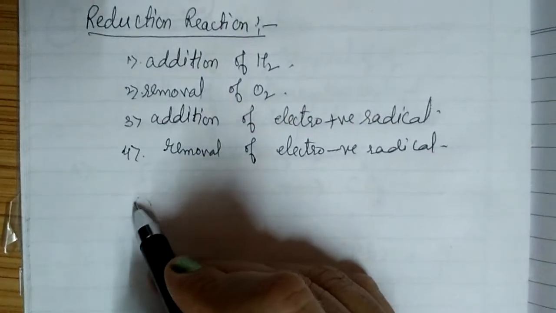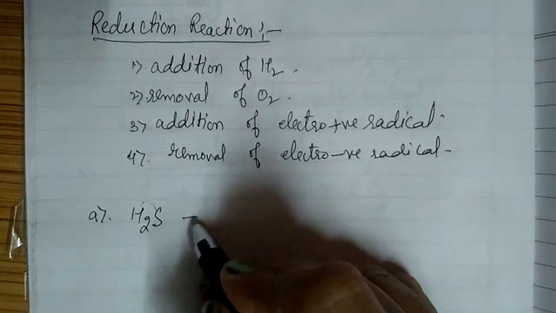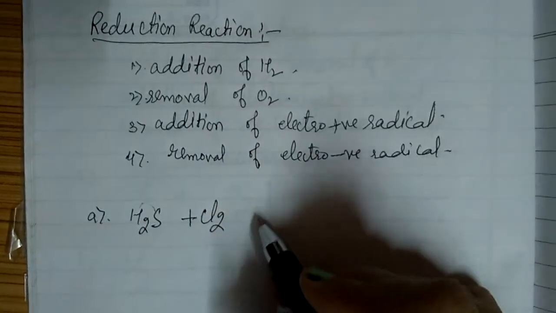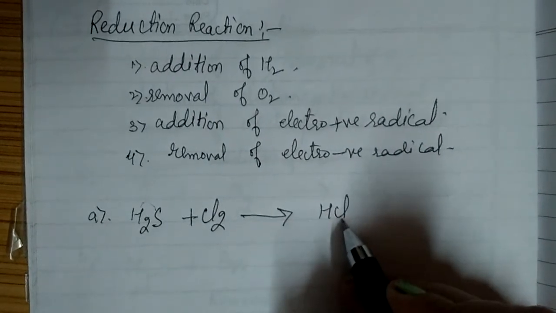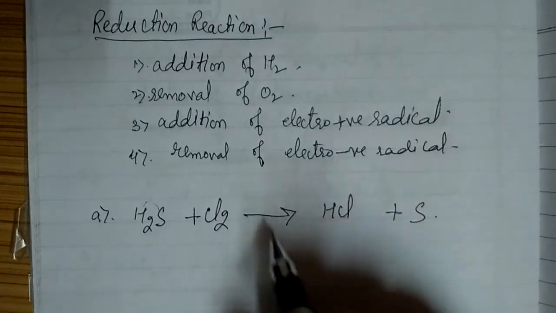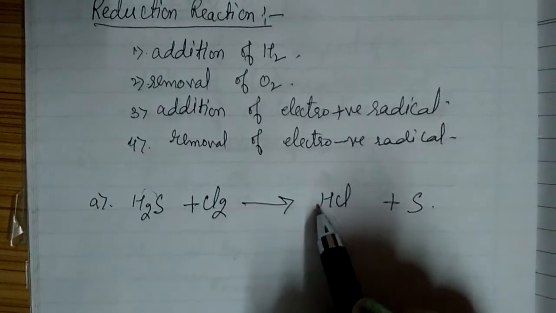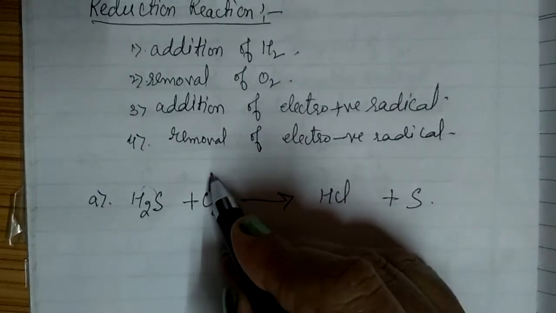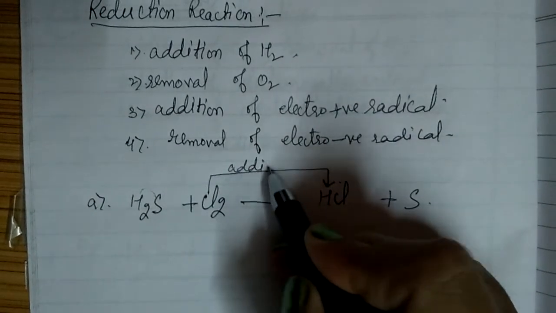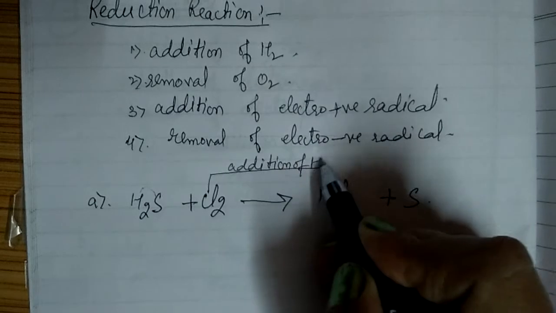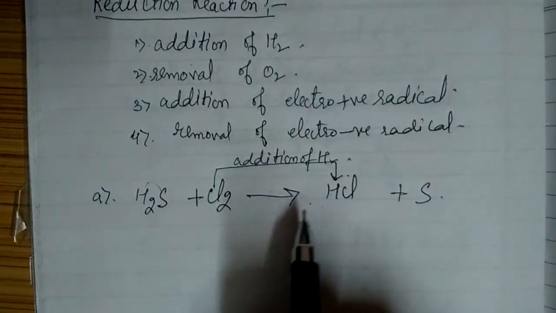hydrogen. One example we are having here, that is hydrogen sulfide reacts with the chlorine to give hydrochloric acid, that is HCl, and sulfur over there. What happens in this case, as we can see clearly in the reaction, hydrogen gets added to the chlorine. So here we say that addition of hydrogen takes place. Okay, which is the first one condition. So this type of reaction is the reduction reaction.